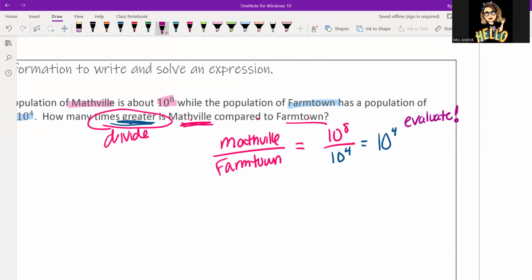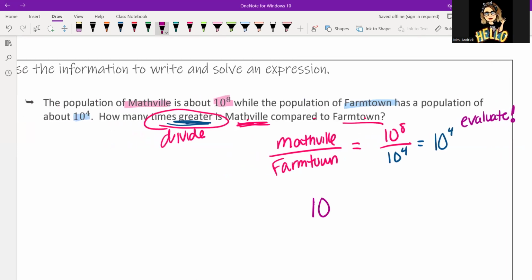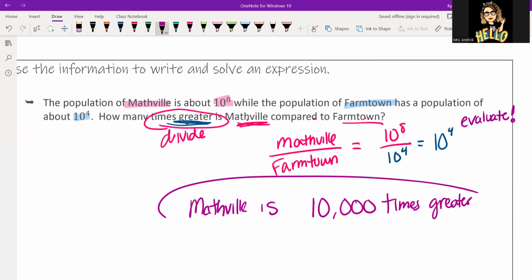Because I'm not going to say it's 10 to the 4th times bigger. Like, what does that mean? Well, in your calculator, type in 10 to the 4th. So it's 10,000. Pretty sure. I didn't do that math though, so let me double check. 10 to the 4th. Yes, 10,000 times greater. Mathville is 10,000 times greater. There's our sentence. Done with the note.